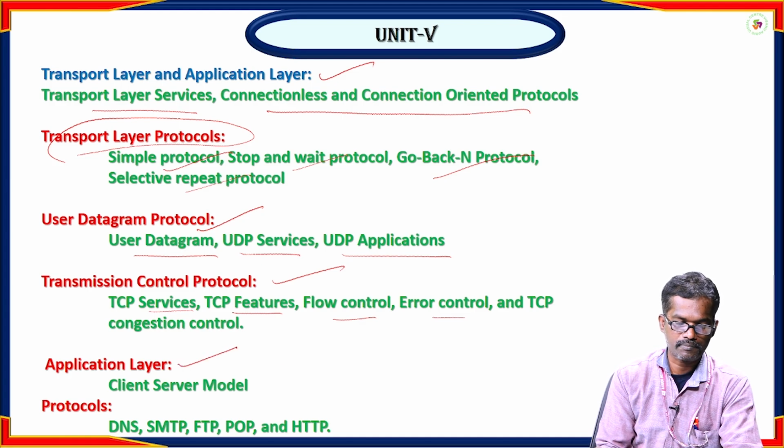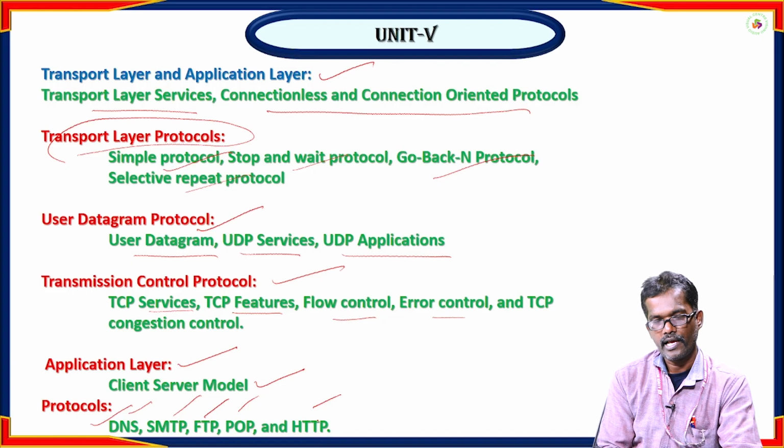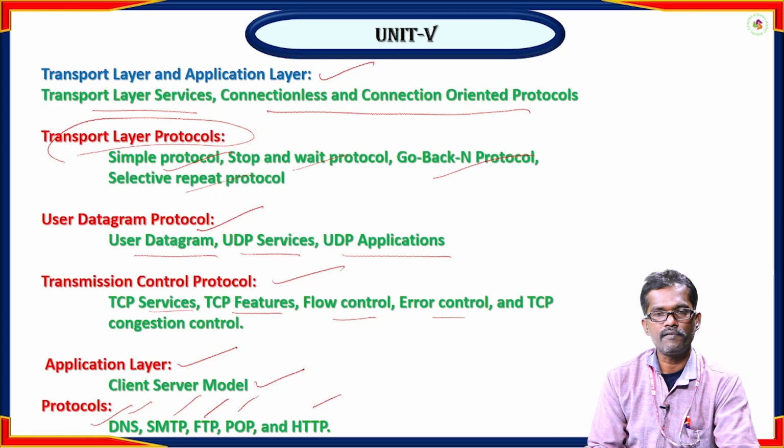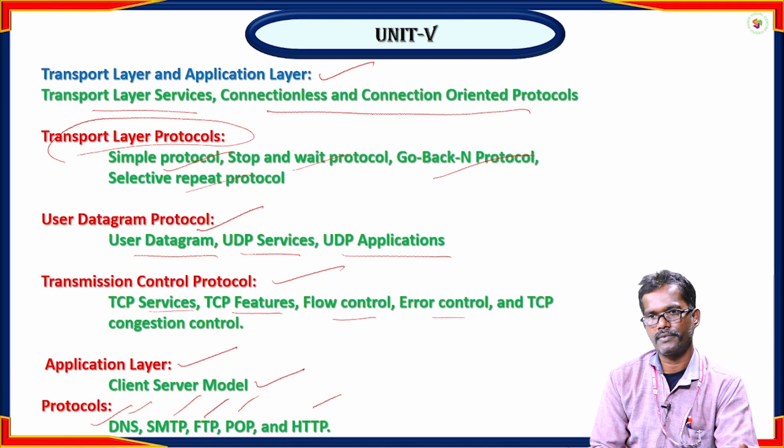And then the last few points are related to the application layer. We will see the client server model, protocols related to the application layer: DNS, SMTP, FTP, POP, and HTTP. Domain Name System, Simple Mail Transfer Protocol, File Transfer Protocol, Post Office Protocol, Hypertext Transfer Protocol. These are the various protocols related to the application layer we will see in the fifth unit. The fifth unit is the combination of transport layer and application layer. Like that, every unit covers different layers, which will be taken from the TCP/IP model.